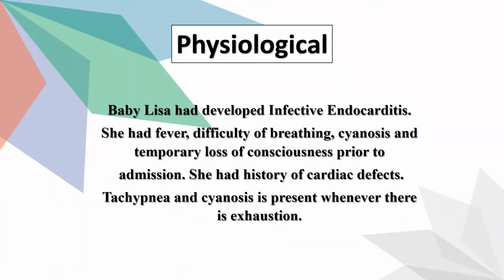Application of the 5 variables in the case scenario. For physiological, baby Lisa had developed infective endocarditis. She had fever, difficulty of breathing, cyanosis, and temporary loss of consciousness. She had a history of cardiac defects. Tachypnea and cyanosis are present whenever there is exhaustion.